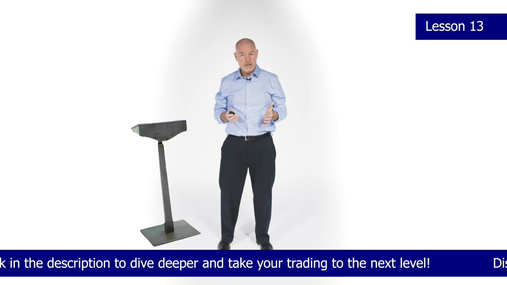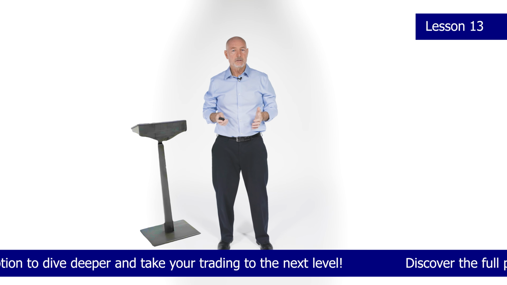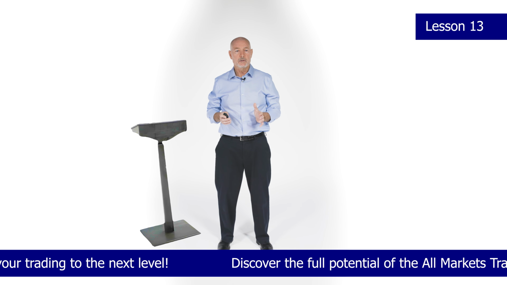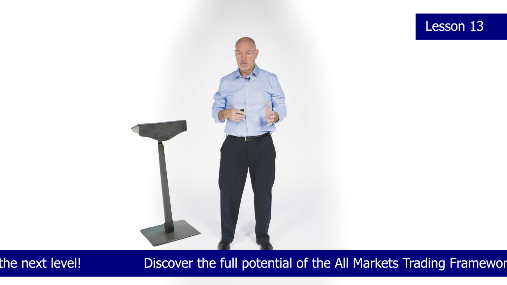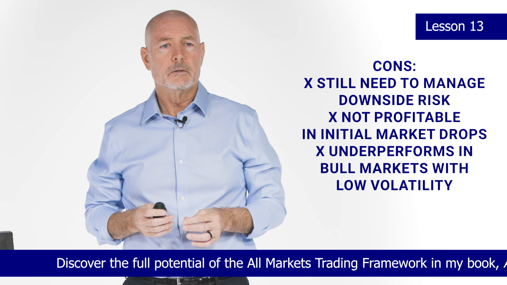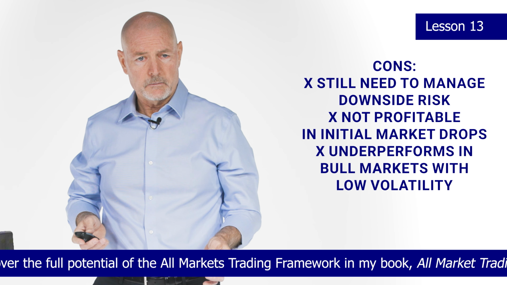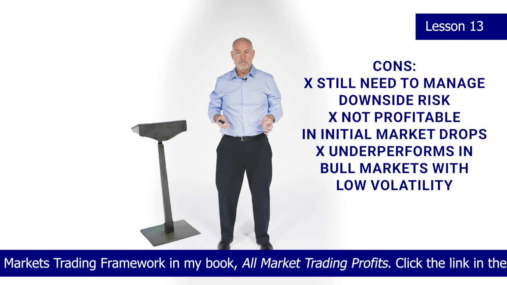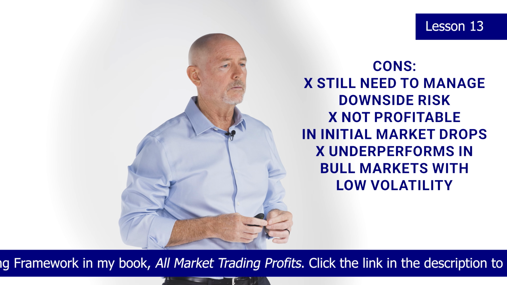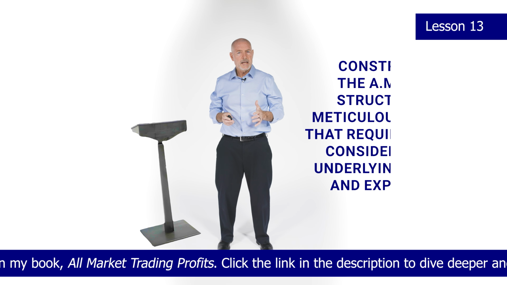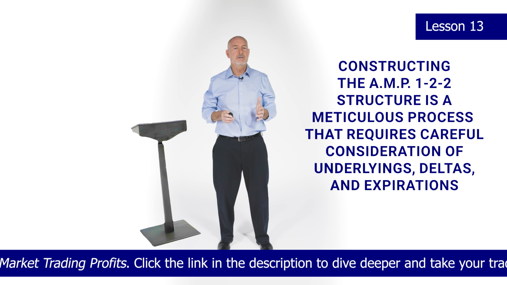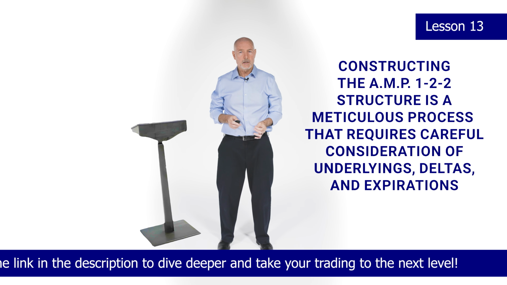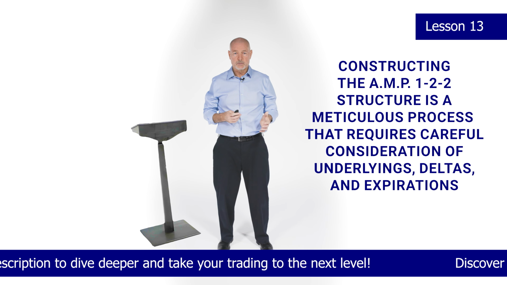However, like any strategy, it's not without its downsides. It requires active management, especially during strong bull markets with low volatility, where it may underperform. The cons: you still need to manage the downside risk, it's not profitable in initial market drops, and it underperforms in bull markets with low volatility. Constructing the AMP 122 structure is a meticulous process that requires careful consideration of underlyings, deltas, and expirations.